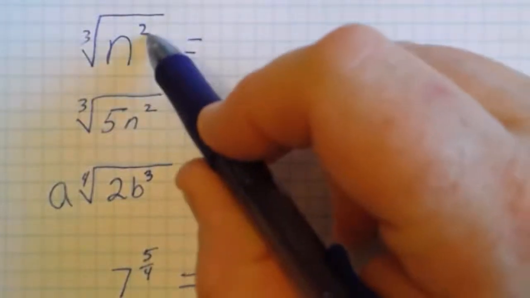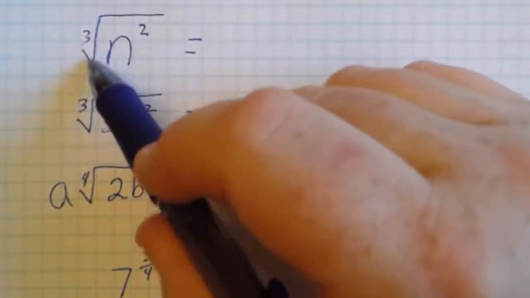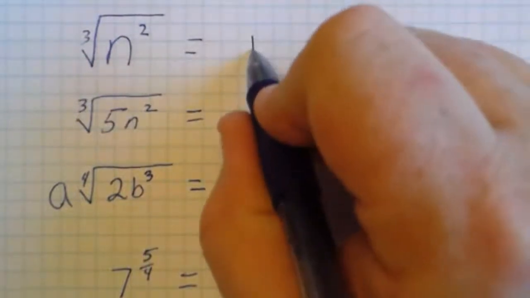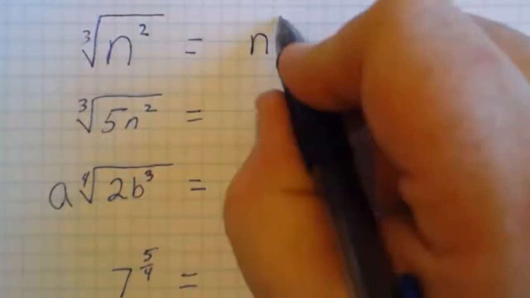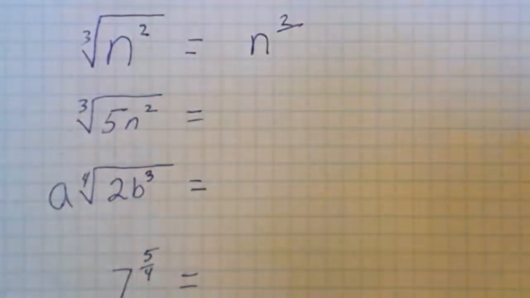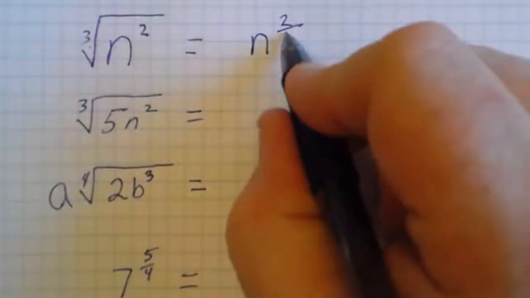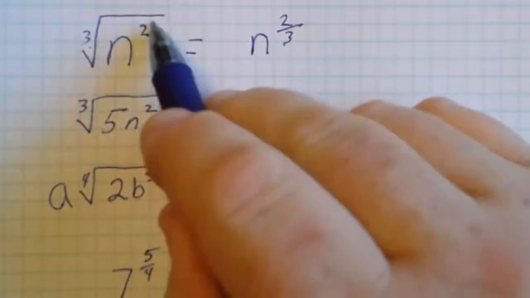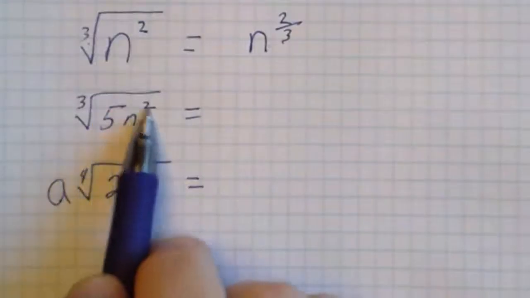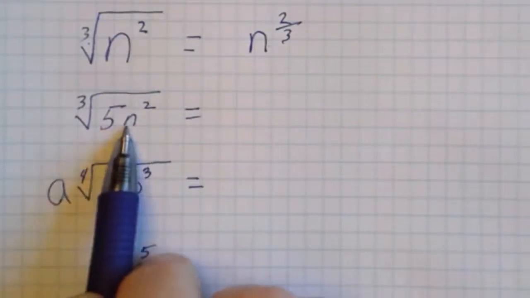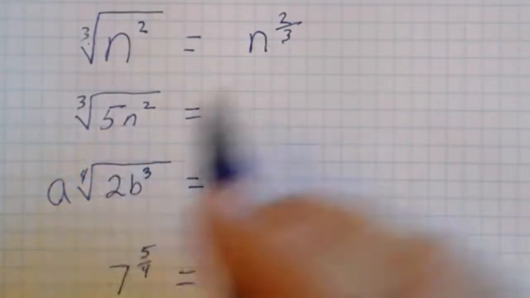n raised to the second, this whole thing taking the cube root. So we'll start with our base number n, bring the exponent out as the numerator of our rational exponent, 2, and the index is 3, so the cube root of n to the second is the same as n raised to the 2/3 power.